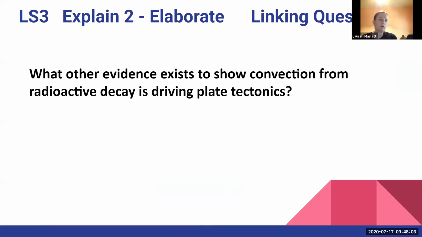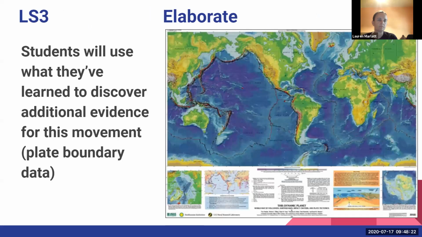And that leads us to our elaborate. So in our elaborate, we tried to attack it from what other evidence do we have that things are moving, it's because of convection, and these fossils could get there in that way. So before we get back to the Antarctica fossil, we've got to look for other evidence. So what they're going to do is first they're going to look at a map. This is a map from This Dynamic Planet. And they're just going to write down observations of what they see.